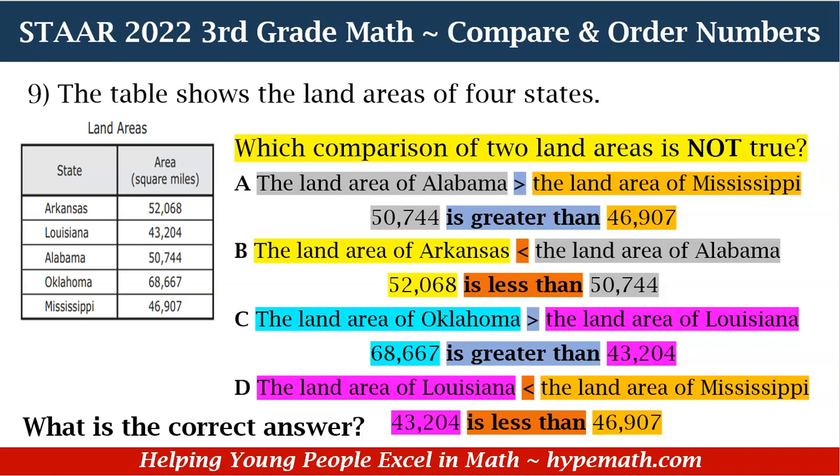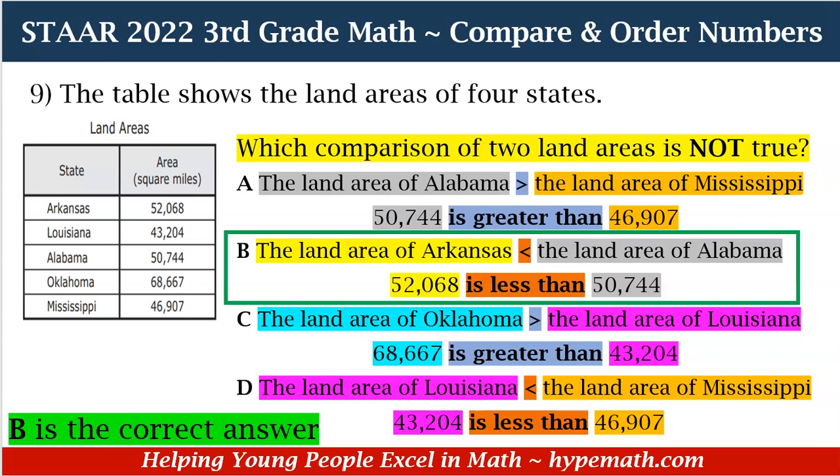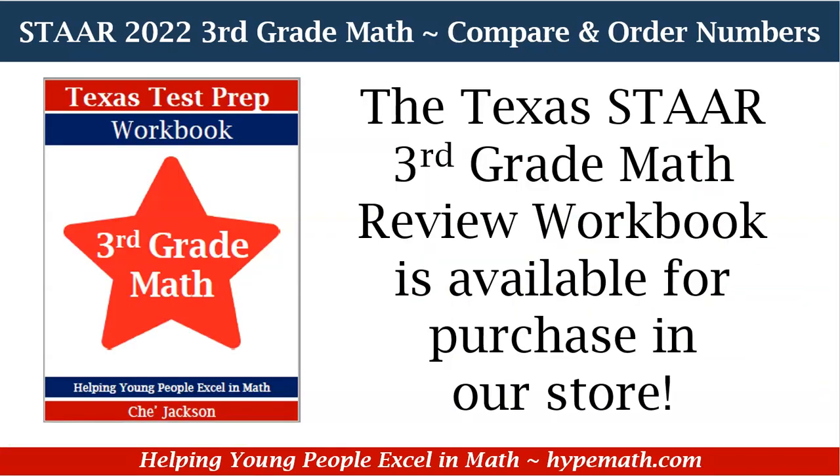So looking through those answer choices, which one is absolutely false or wrong? And if you said B, you are correct. The land area of Arkansas is not less than 50,744. 52,068 is actually greater than 50,744. And that is it for comparing and ordering numbers part 2.